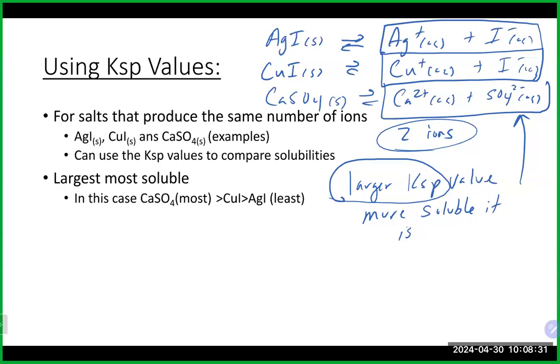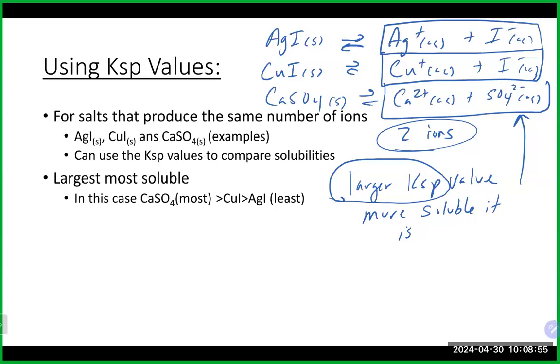So if you want to compare the solubilities of 2 ionic salts, you can do so, but you could only compare if they break apart into the same number of ions. And that's because mathematically speaking, if you were going to calculate the molar solubility of each of these things, it would be pretty much the same calculation. So you have the exact same calculation and comparison.